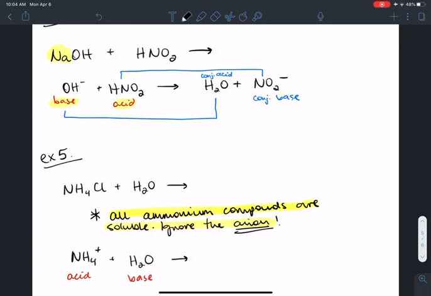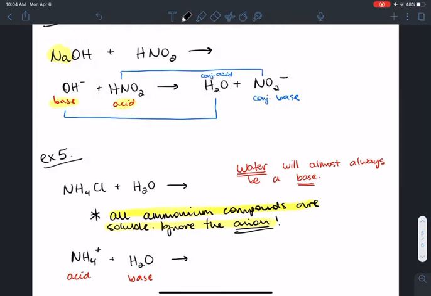For our class, water will almost always be a base. And when it's not a base, I'll be very explicit about that. But just assume that water's acting as a base for our class. Water's pretty much always going to be a base. So we have our acid, we have our base. What are our products going to be?